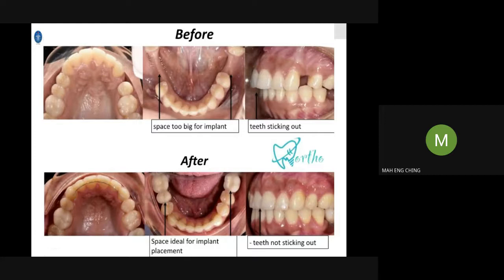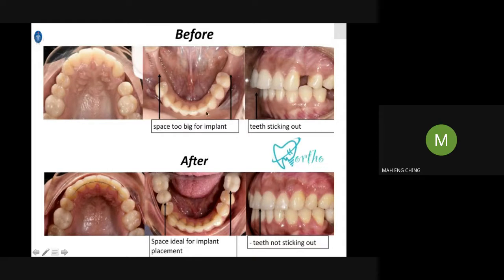This one is uprighting the tooth. So you see this one has missing premolars and molars. Then this one has a missing molar, two molars missing. This one is the third molar. So you see this one, maybe it's a long span of bridge if you want to do it.